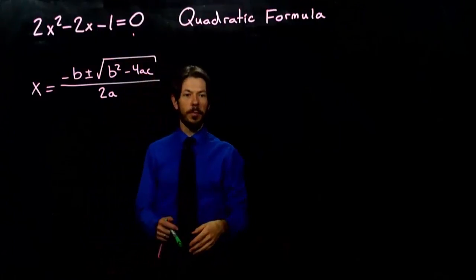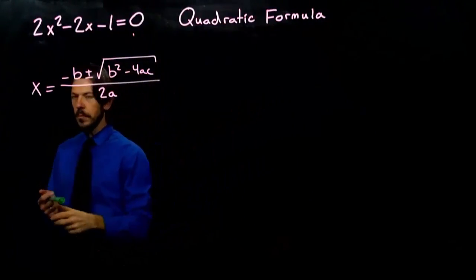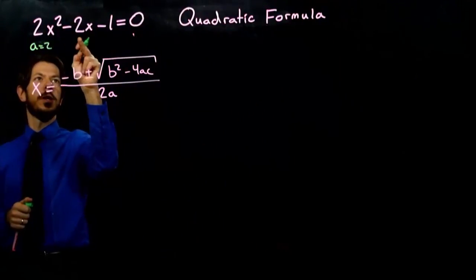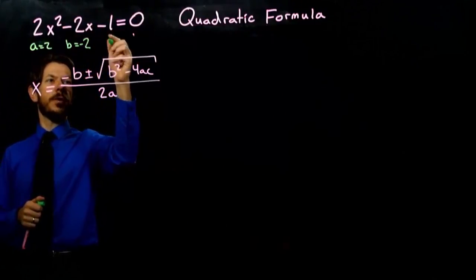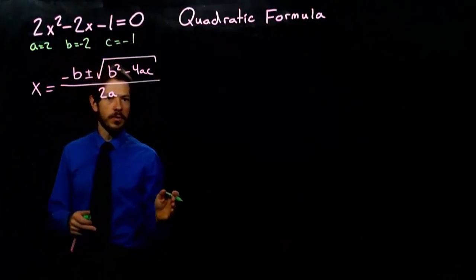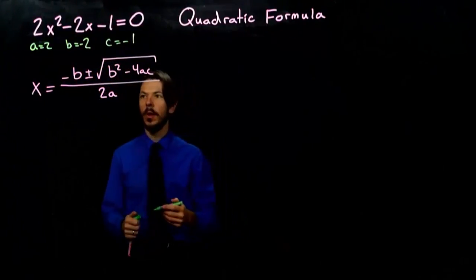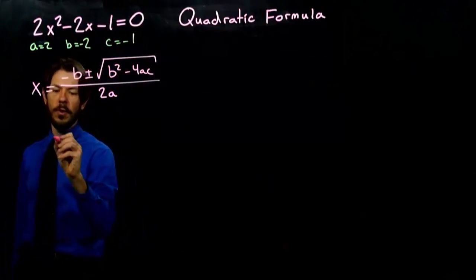So we're going to start by identifying a, b, and c. 2 is a. Negative 2 is b. Negative 1 is c. And those signs are important. We've got to include the sign. So let's go ahead and start making our substitutions.